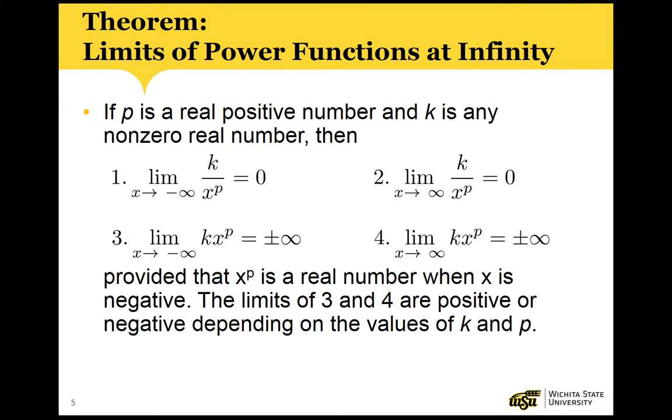We also have expressions for our power function x to the p. We say that the limit as x approaches negative infinity of k times x to the p power is equal to positive or negative infinity, and the limit as x approaches infinity of k times x to the p power is equal to positive or negative infinity, provided that x to the p is a real number when x is negative.